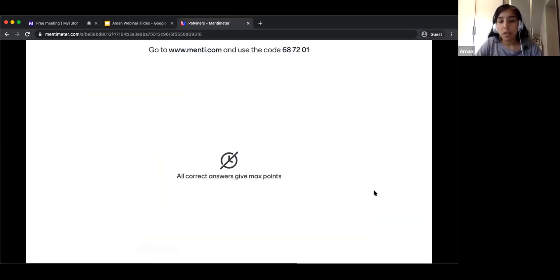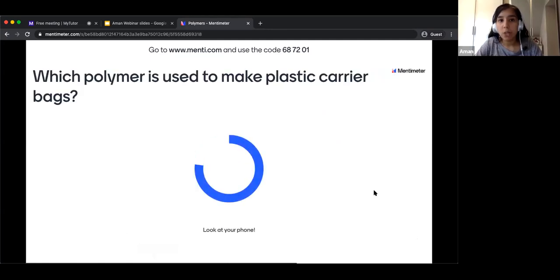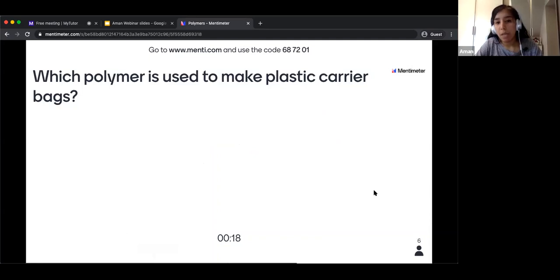Okay, so there's, I think, one more question. Which polymer is used to make plastic carrier bags? So you have to type in the answer. So remember, we covered 4. So we covered PVC, polytetrafluoroethene, polyethene, and polypropylene. So whichever one you think was the one that was used to make plastic carrier bags, type in the answer for.